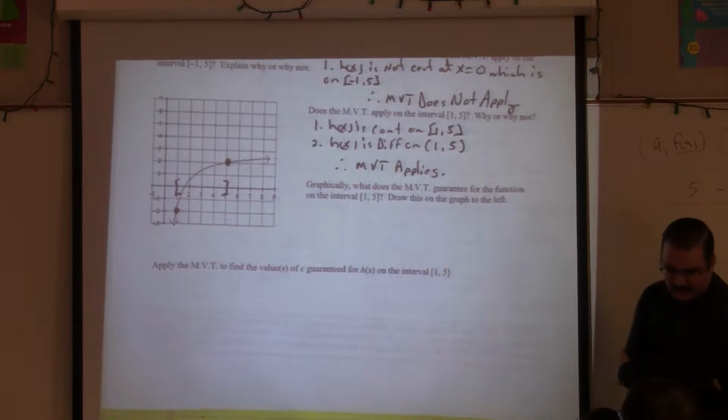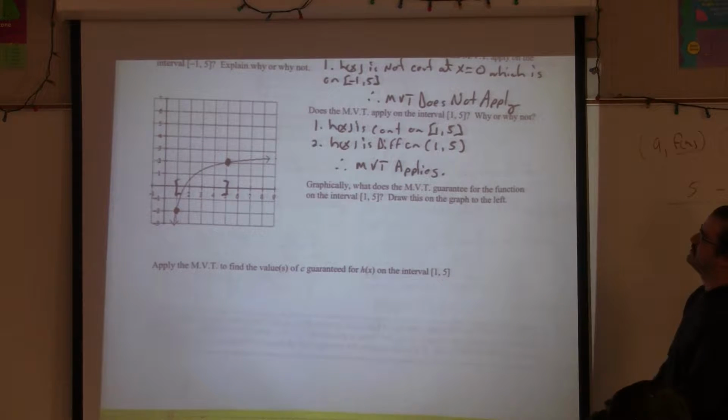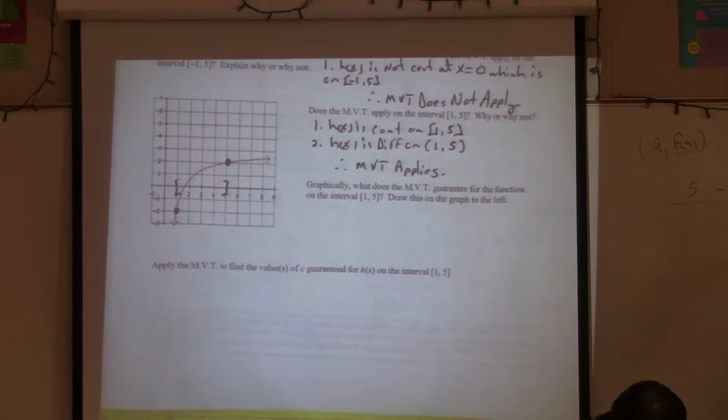On the next one, they want you to describe in words, graphically, what does MVT guarantee for the function on the interval from 1 to 5? Then they want you to draw it to the left. So looking at the graph, what is it telling us? Kind of already said it. What is guaranteed? That the slope of the secant line from f of a to f of b is equal to the derivative, the slope of the tangent line. The derivative of h of x, which is the slope of the tangent. So how can I write that in words?